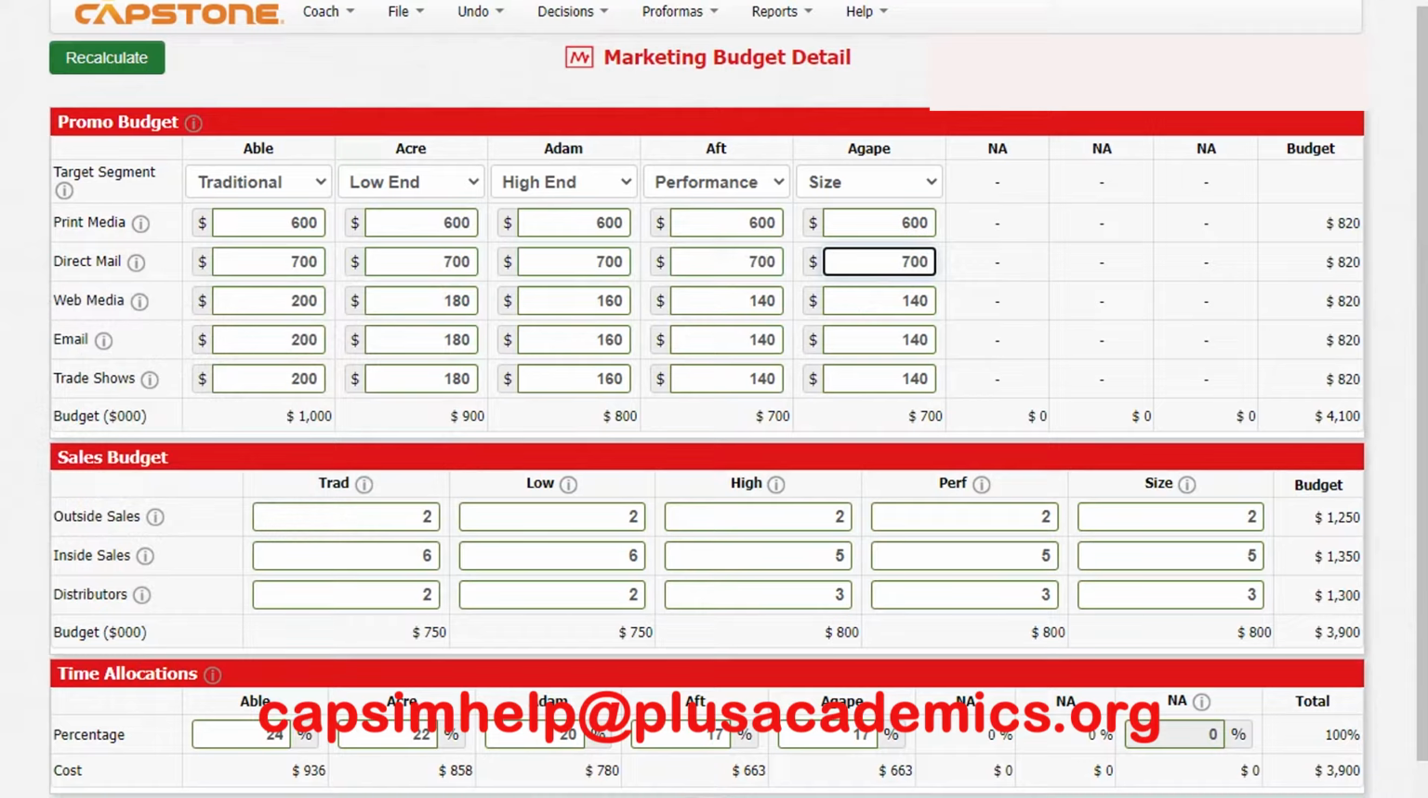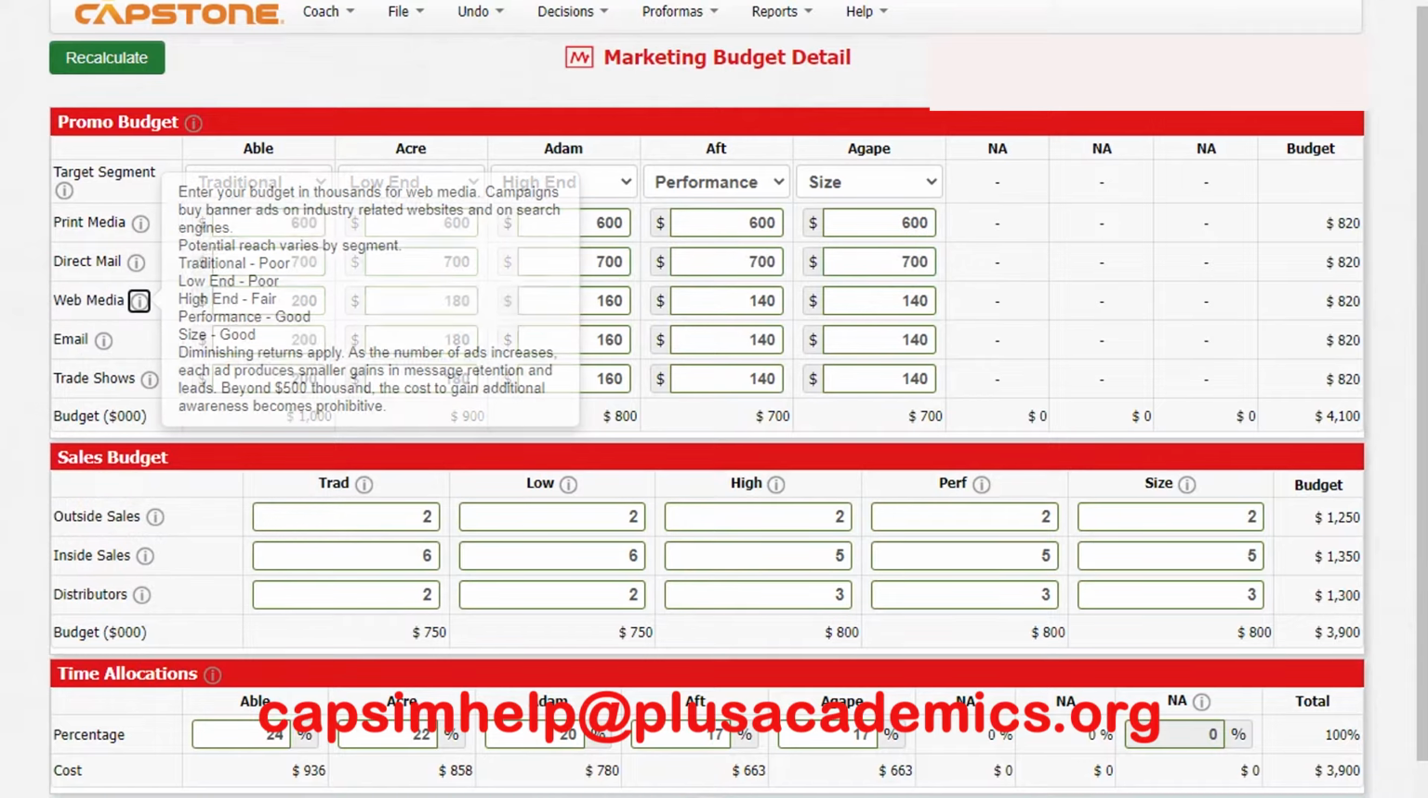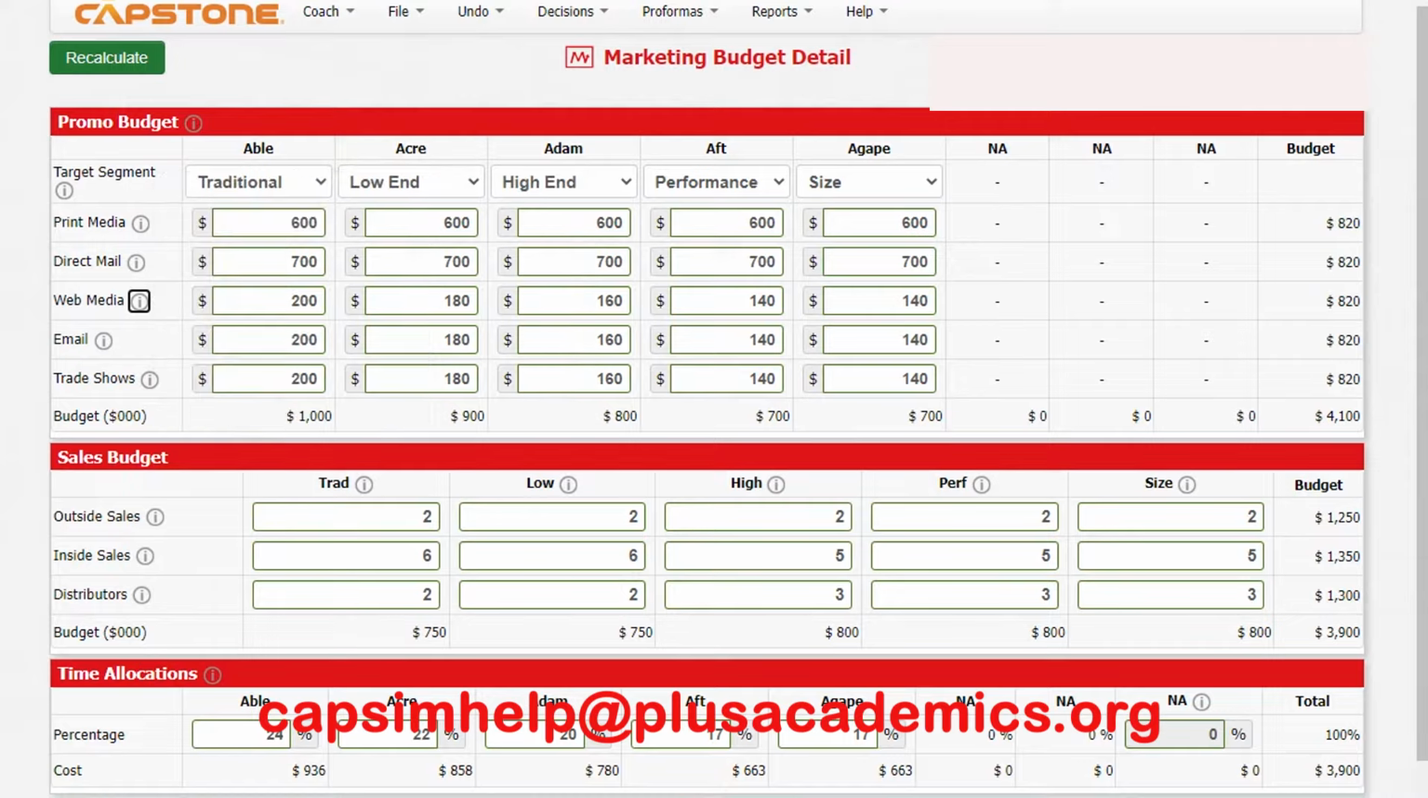So for web media, let's see where it is important. Poor in traditional, poor in low end, but fair in high end, and good in performance and size market segment. So let's try just 500.